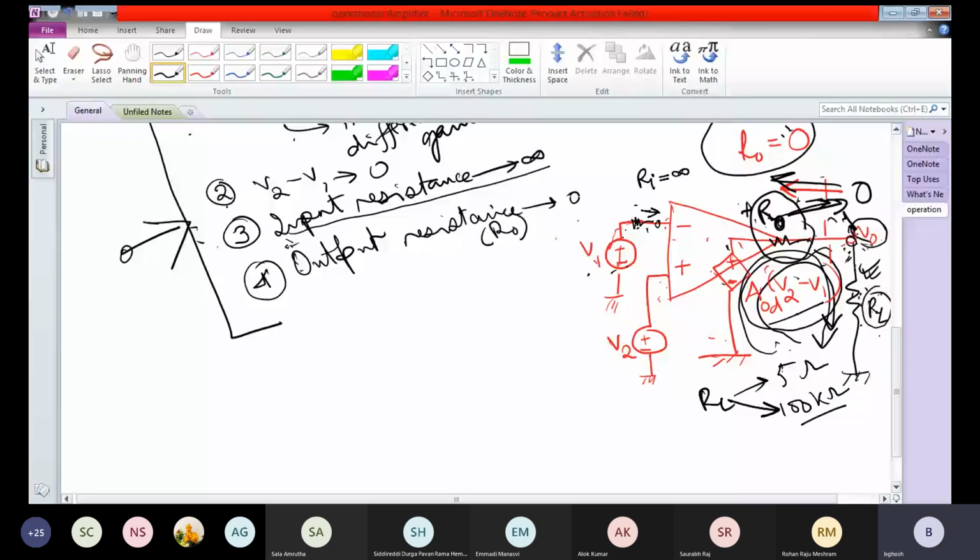Whether the source has a big resistance or a small resistance does not matter, because the source is looking at a situation like this. Whether the source resistance is a small 5 ohm or 1000 kilo ohm does not matter, because it is connected to an open circuit. So this current will be 0. We will see that these characteristics play a very important role in the job the operational amplifier needs to perform.